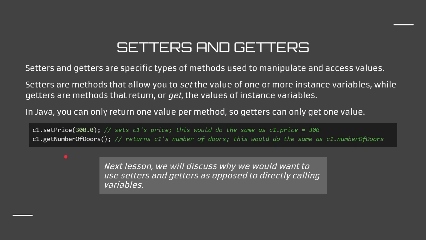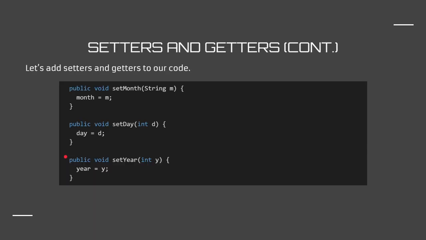but it has to do with that thing we were talking about before, where you can set variables to any number you want with no restrictions, or any string you want with no restrictions. Using setters and getters allows us to have more control, but again, we'll go into detail about that later. Now let's add setters and getters to our code.